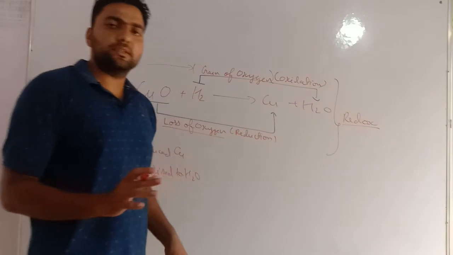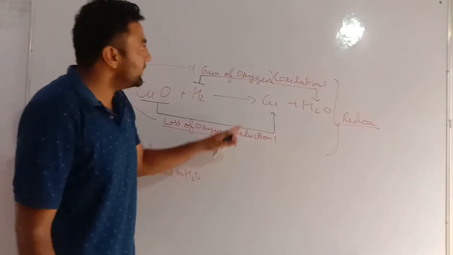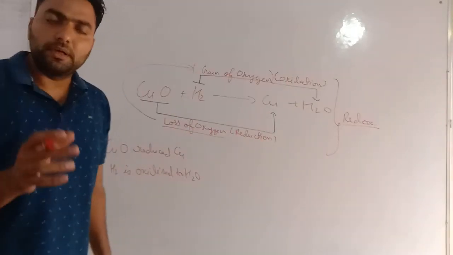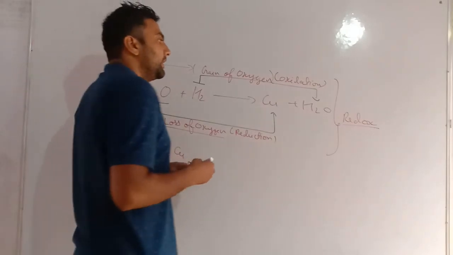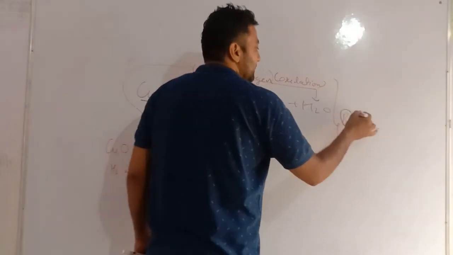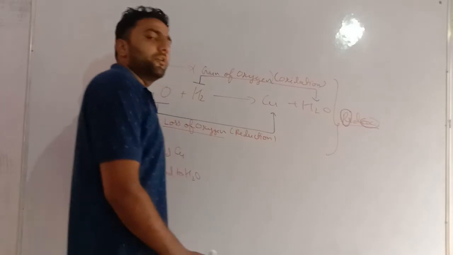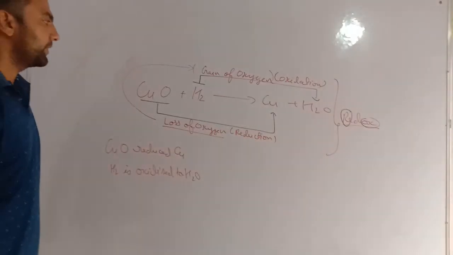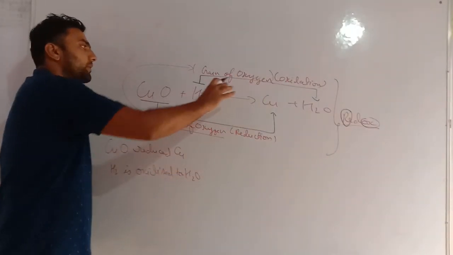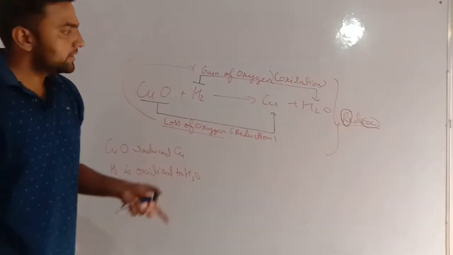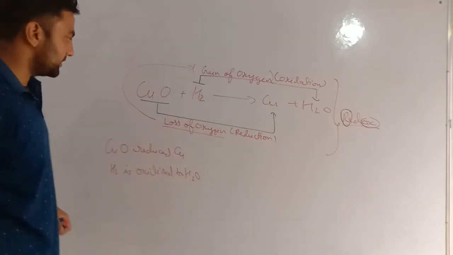What are redox reactions? Reduction and oxidation taking place simultaneously are known as redox reactions. In this, Red represents reduction and Ox represents oxidation. Reduction and oxidation always take place simultaneously. Such a reaction is known as redox reaction.